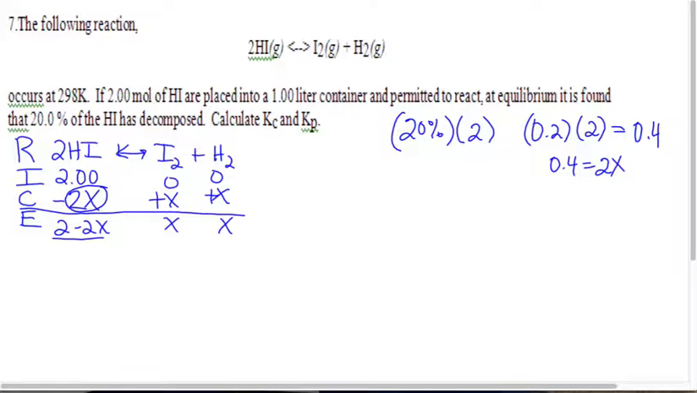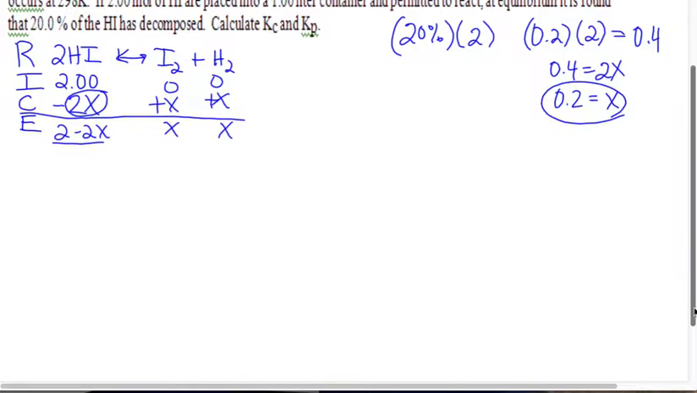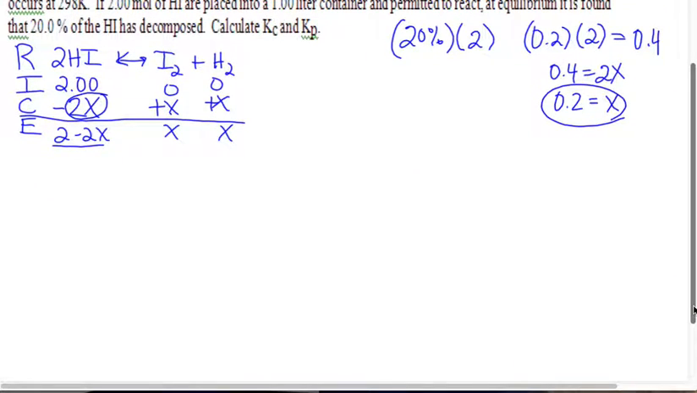So if we do this like we have it, 2x is equal to 0.4, x then ends up equaling 0.2. So there's our x. We can utilize that now to find these concentrations. This is a 0.2. This is a 0.2. This is 2 minus 0.4, which is 1.6. So those are my Kc concentrations. All right.